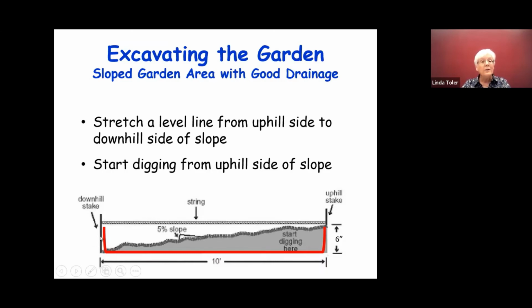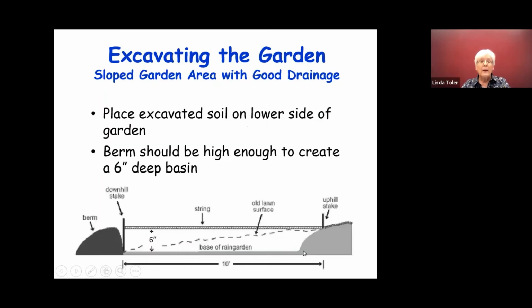So what we have to do is build a berm on the downhill side in order to get this level, flat bottom ponding area. And so what you do is you build a berm, and we're going to talk about how to build a berm in just a minute, so that you end up with your shallow, flat bottom, 6-inch deep ponding area with the soil on the uphill side holding the water in, and the berm on the downhill side holding the water in.